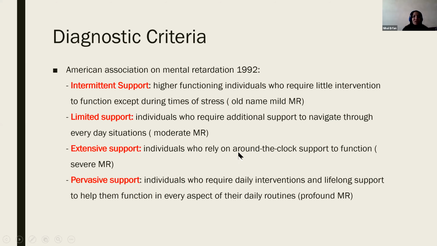So here you're talking about someone who relies around the clock on others to function. And here is someone who requires daily interventions and lifelong support to help them function in just activities of daily living. So the level of support will vary depending on the level of intellect. And obviously that makes sense. It's not like rocket science.